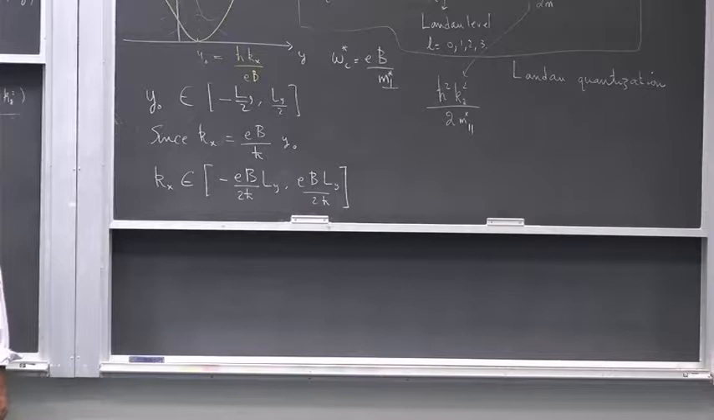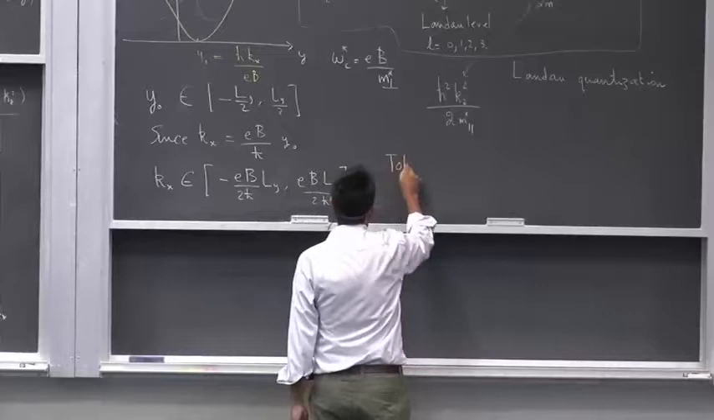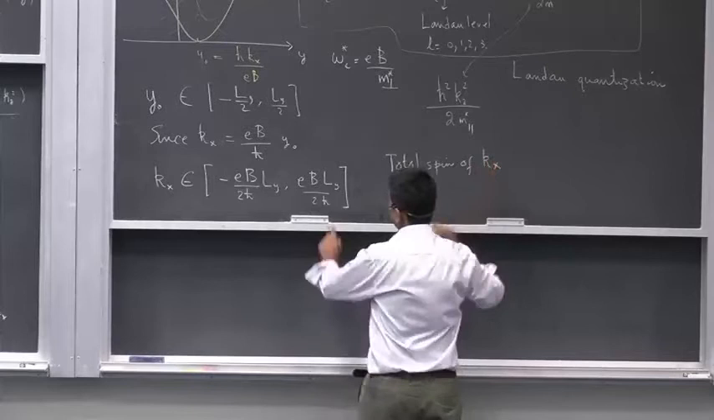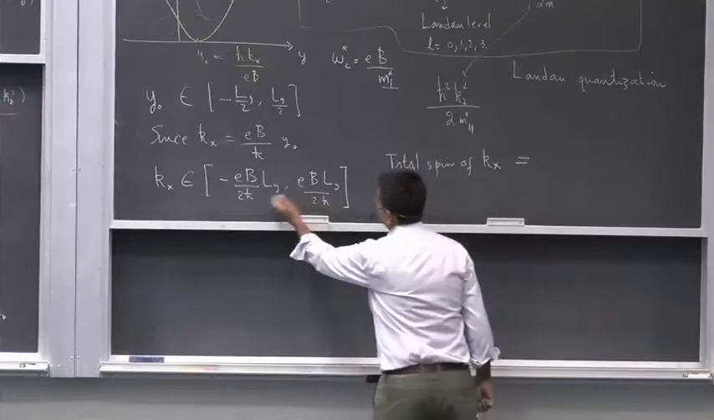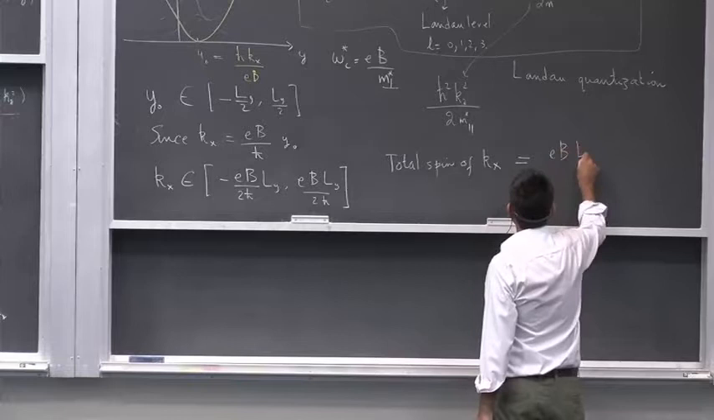Now the total span of kx, which is the maximum minus the minimum, this is the total range of allowed kx's, equals this thing minus this thing, which is eB Ly over h bar.